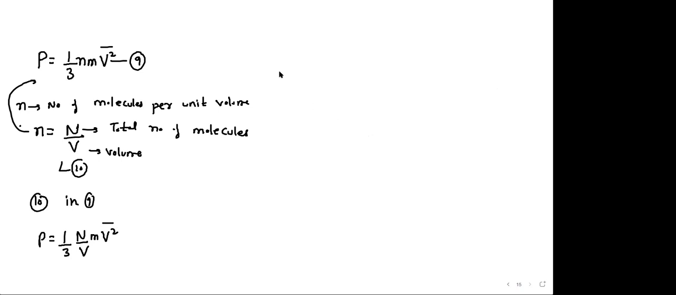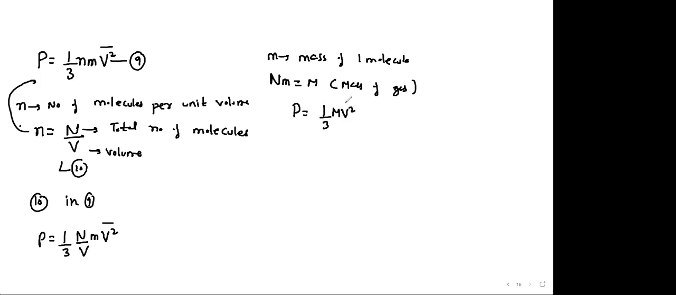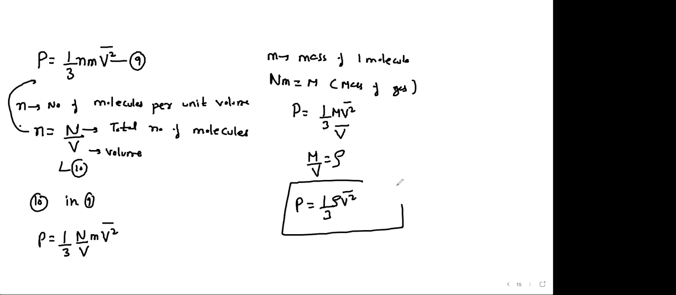Now, what was small m? Small m is the mass of one molecule. But if I take N into m, it's capital M, the mass of the whole gas, of all molecules. So if I make this substitution, what I get is pressure is 1 by 3 M into V bar square divided by volume. And you can write mass by volume as density. So the pressure in terms of the density of gas is 1 by 3 rho V square bar.